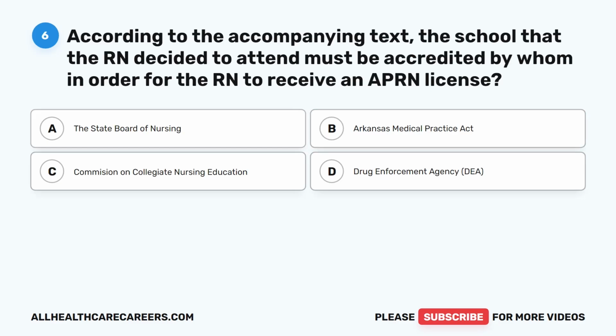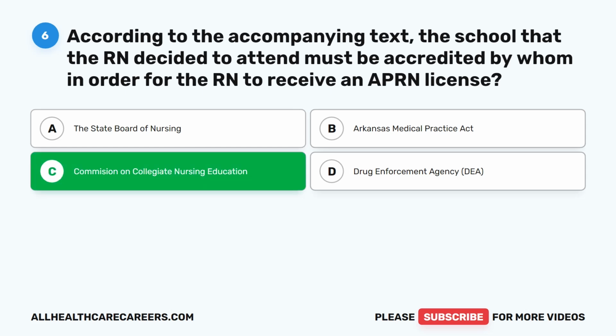Question 6. According to the accompanying text, the school that the RN decided to attend must be accredited by whom in order for the RN to receive an APRN license? A. The State Board of Nursing. B. Arkansas Medical Practice Act. C. Commission on Collegiate Nursing Education. D. Drug Enforcement Agency, DEA. The correct answer is C.